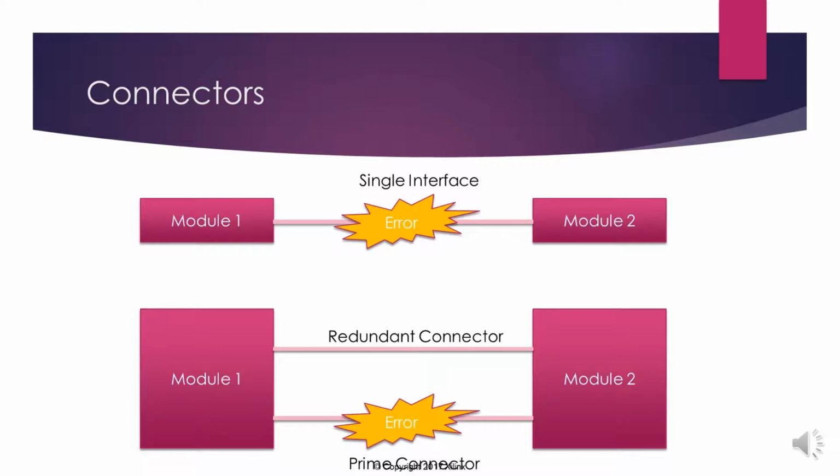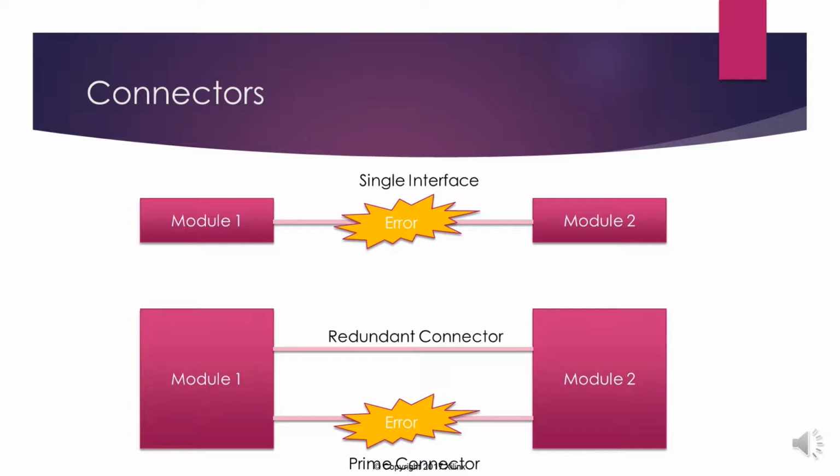So when it comes to connectors, we can have a single connector between module 1 and module 2. But if we get an error in between there, if the cables fail, then the system's down, the communication's gone. So we can introduce a point-to-point prime redundant connector, and we can have two cables in between the modules, such that if one of these cables fails, we can still use the redundant channel, and that works well.